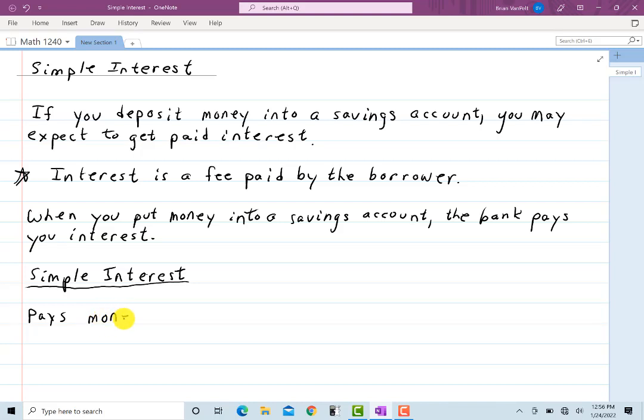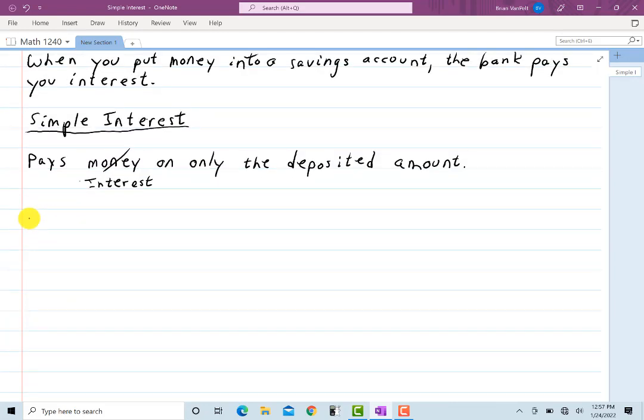So simple interest pays interest on only the deposited amount. So money, I should say that's really interest. They're going to pay interest on whatever you have deposited and only on what you've deposited. Let me do an example to illustrate that.